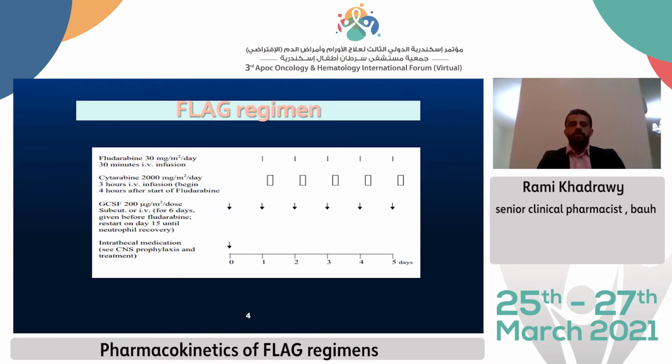As we all know, the FLAG regimen consists mainly of fludarabine given for 5 consecutive days, high dose cytarabine 2 grams per meter square given for 5 days, 4 hours after the administration of fludarabine, and granulocyte colony stimulating factor 200 micrograms per meter square per cycle from day 0 till day 5 of the cycle. This regimen can be co-administered with mitoxantrone in a MITO-FLAG regimen or idarubicin in a FLAG-IDA regimen.